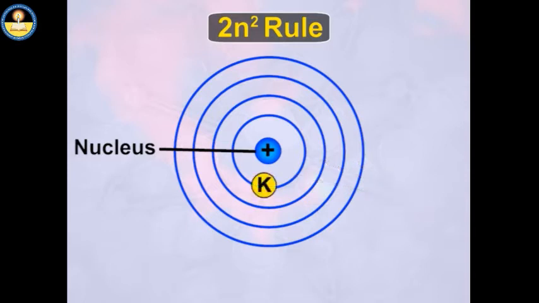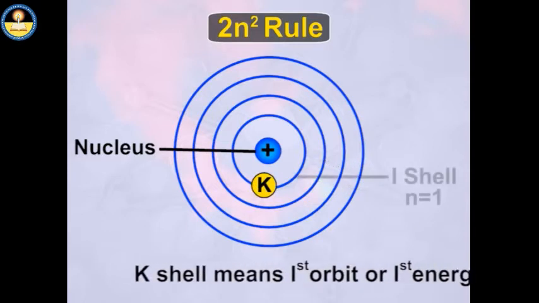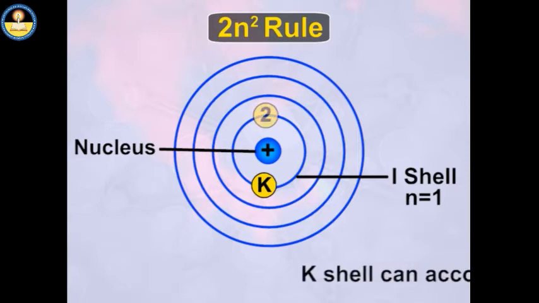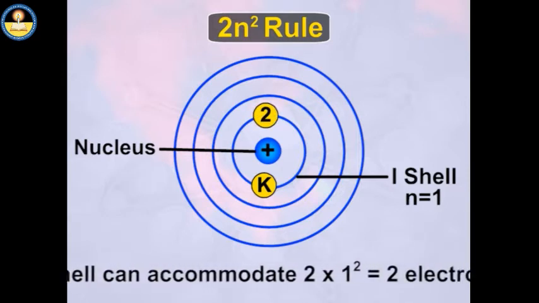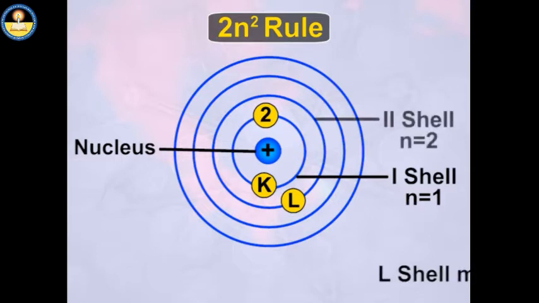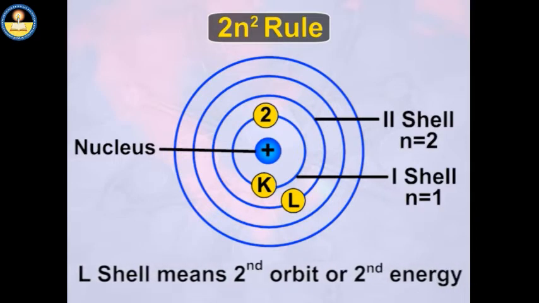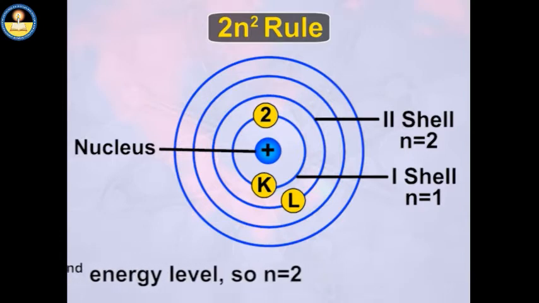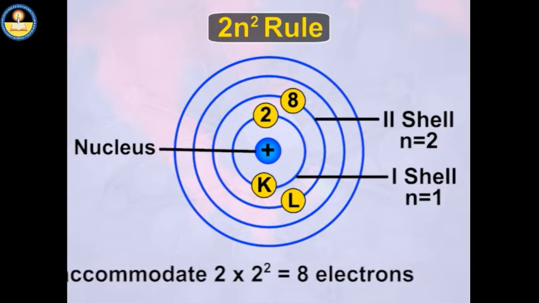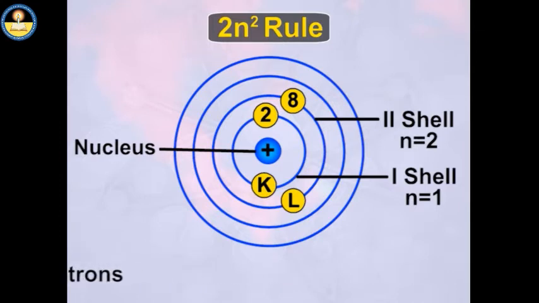The K shell means first orbit or first energy level, so n is equal to 1. K shell can accommodate 2 multiplied by 1², which is equal to 2 electrons. L shell means second orbit or second energy level, so n is equal to 2. L shell can accommodate 2 multiplied by 2², which is equal to 8 electrons.